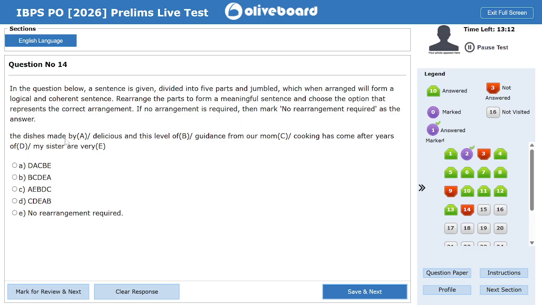The dishes made by my sister. My father is a very nobleman and does not steal even a penny if it comes in front of his eyes.